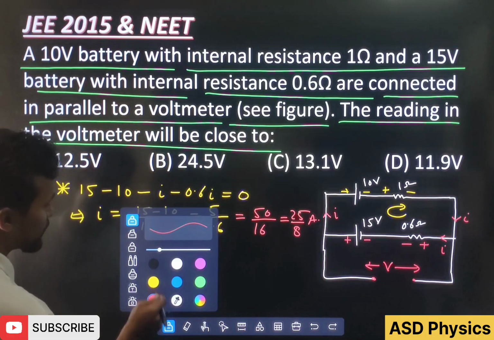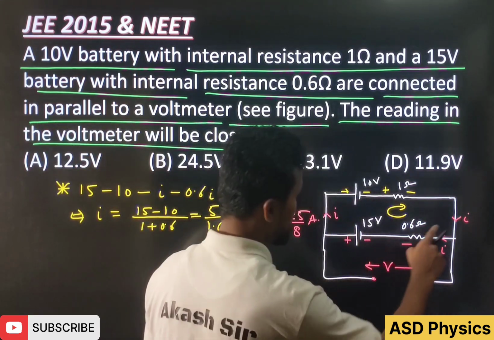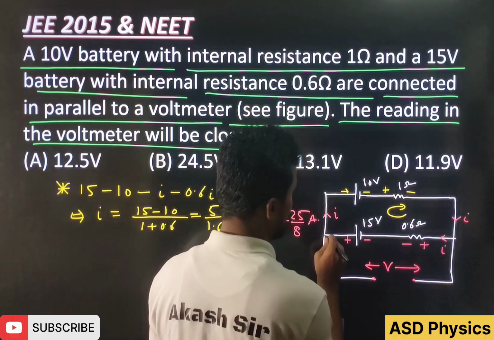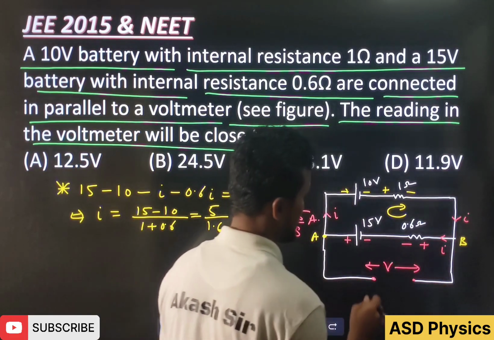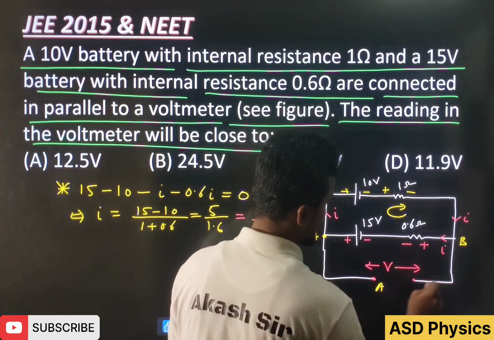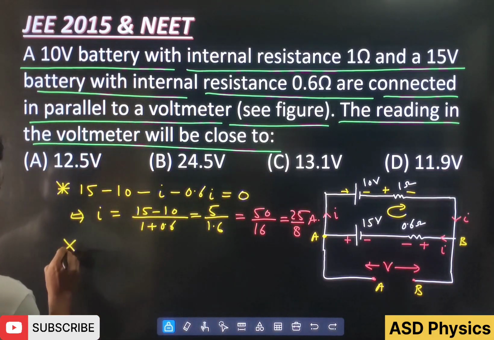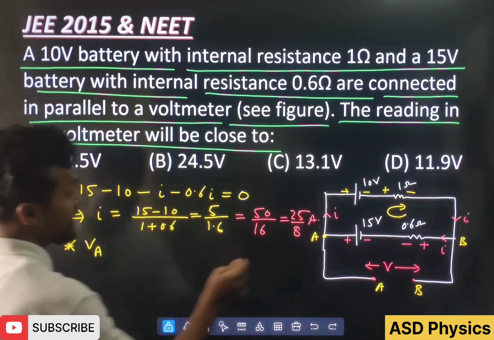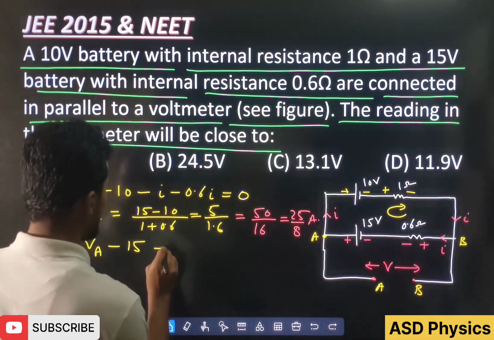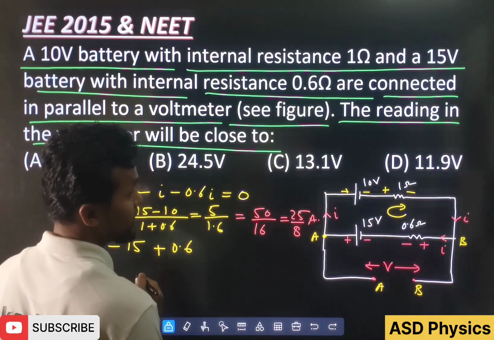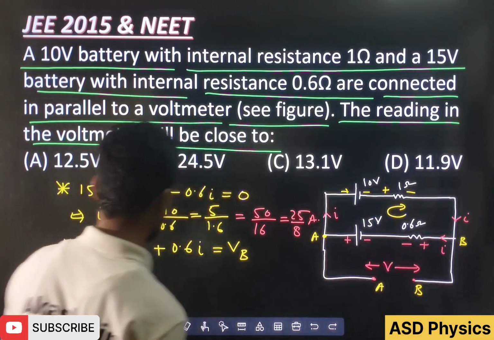Now after that we have to calculate the reading of this voltmeter. So let's take, for example, current is flowing in this direction. I have taken this is point A, this is point B. Now this is A, here also A, this is B, here also B. So we have to calculate the potential difference across AB. So here again I will start with the VA. So VA, second sign minus 15, then second sign plus 0.6 I is equal to VB. We reached at point B.